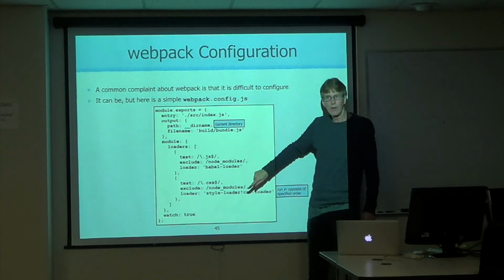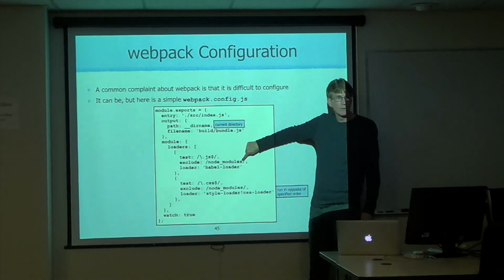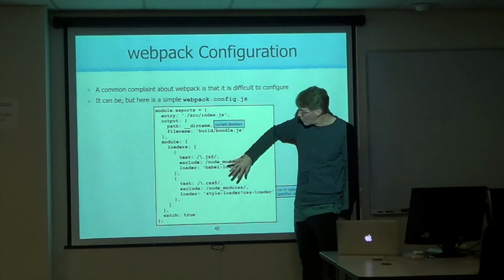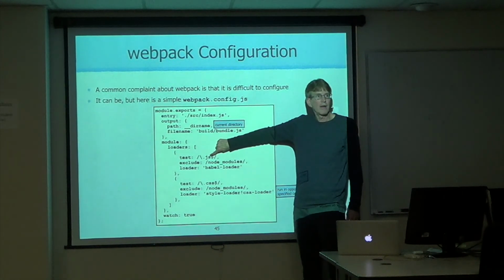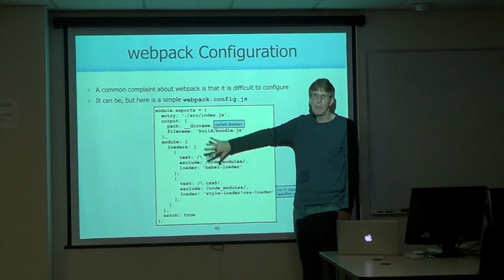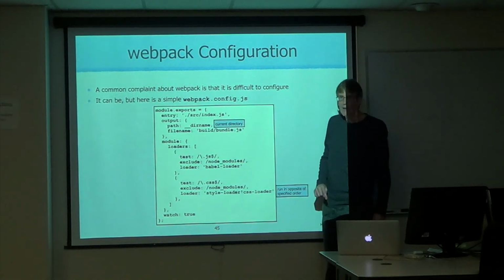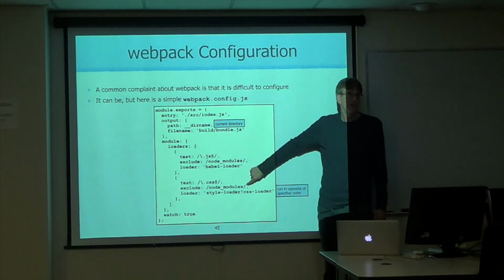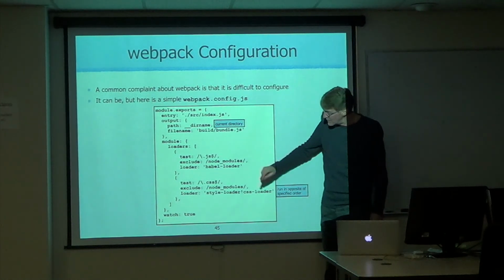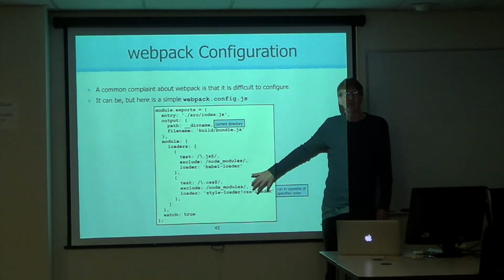I don't want to run Babel on things in the node modules directory. And I know to run this for any file that ends in .js. Run Babel on all my JavaScript files. And down here, for every CSS file I find, except ones in node modules, I want to do these two things. And this is where it gets a little bit odd.